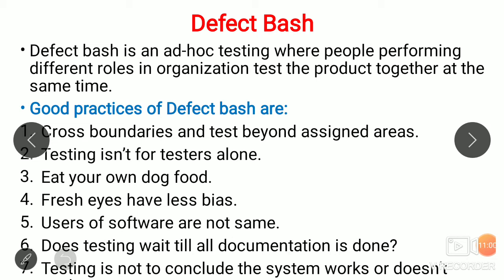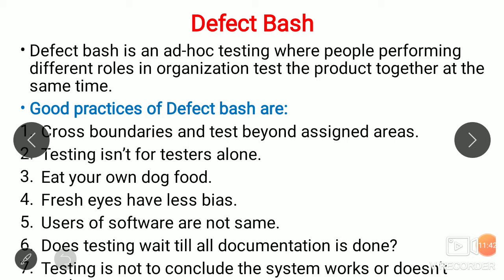And what is meant by defect bash? Defect bash is ad hoc testing, meaning without planning we are going to do it. Here people performing different roles in the organization test the product together, combinedly at the same time. Now we will see the good practices of the defect bash. The first one is to cross boundaries and test beyond assigned areas. Here we need to enable people to cross the boundaries and test beyond assigned areas.